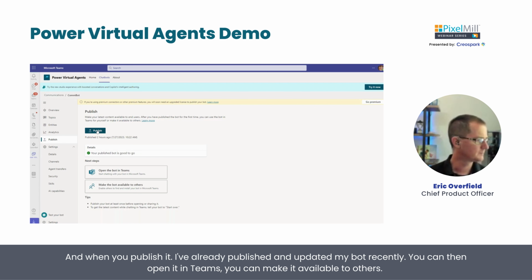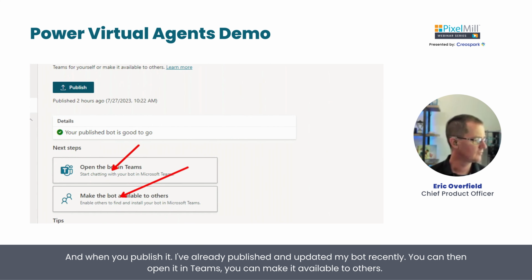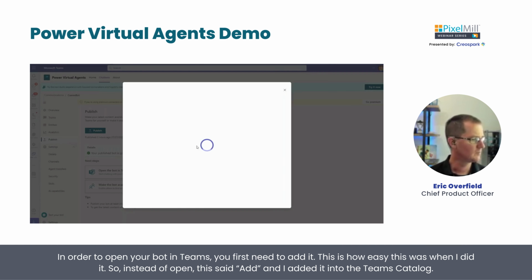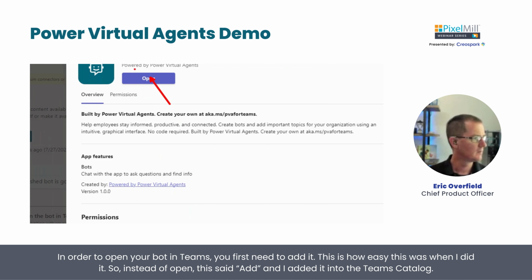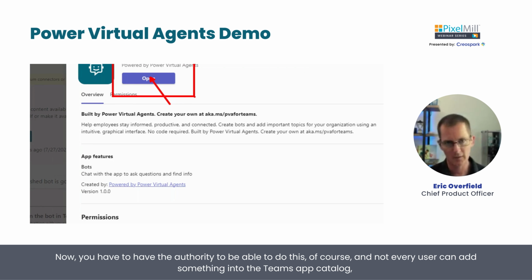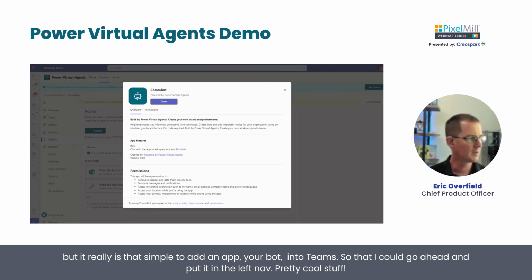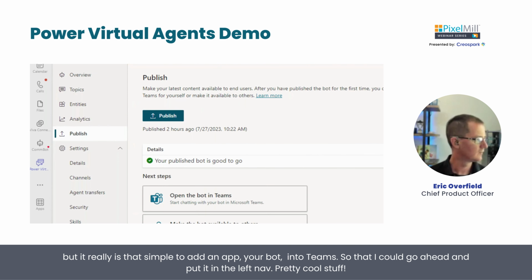And when you publish it, I've already published this. I just published an update recently. You can then open it in Teams. You can make it available to others. If you open this in Teams, the idea here is that this is where you add the bot to Teams. This is how easy this was when I did it. So instead of open, this said add, and I added it into the Teams catalog. Now, you have to have the authority to be able to do this, of course. Not every user can add something into the Teams app catalog, but it really is that simple to add an app, your bot, into Teams, so that I could go ahead and put it in the left nav. Pretty cool stuff.